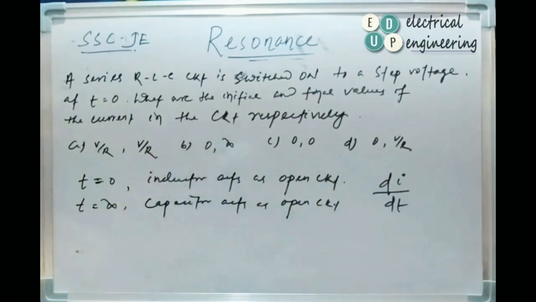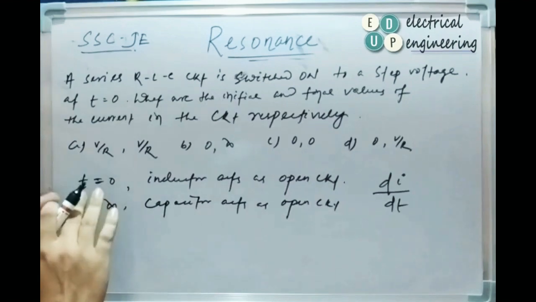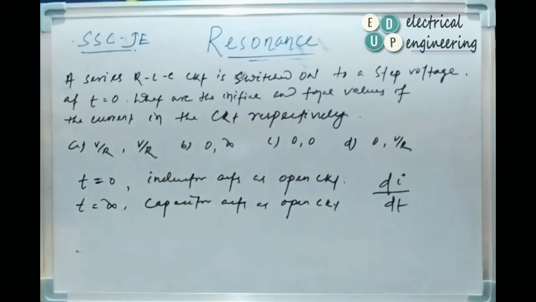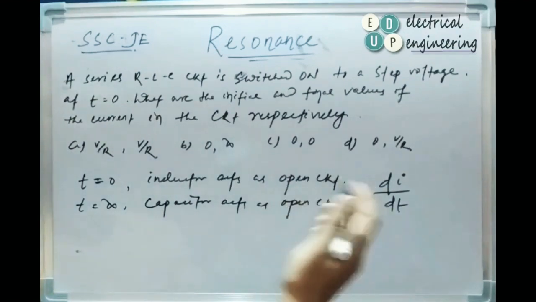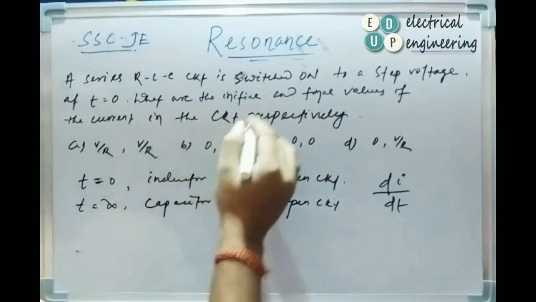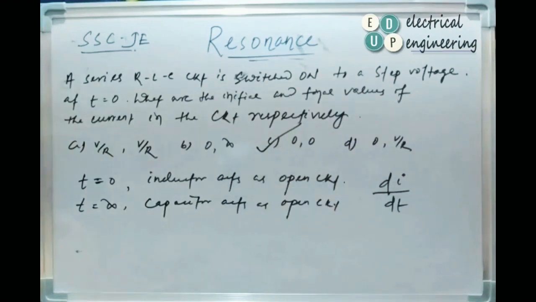So whether it is the initial condition or the final condition, the circuit will act as an open circuit, because at the initial condition the inductor is acting as an open circuit, and at the final condition the capacitor is acting as an open circuit. So whatever the condition, the circuit will be open. So the current will be 0 for both cases. So option C is correct.